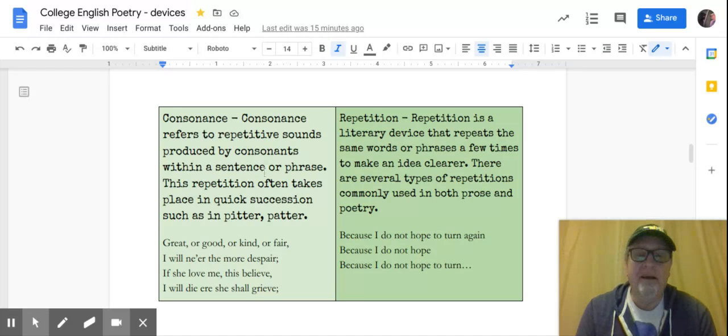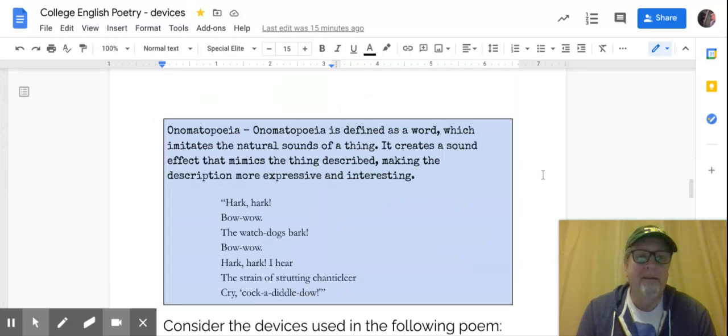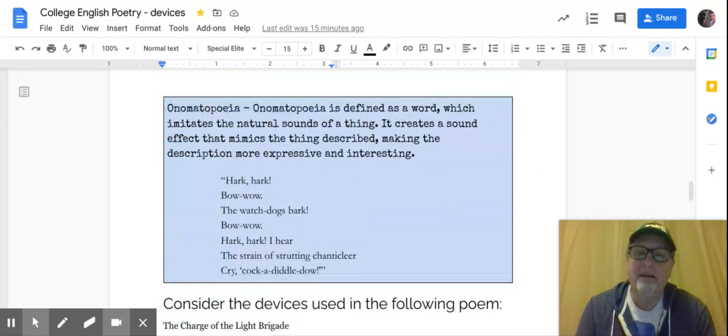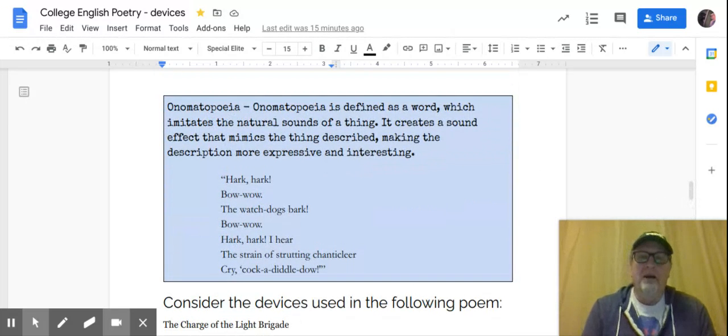And the last one is onomatopoeia, the word that I find nearly impossible to type. Onomatopoeia. I went too far. Hold on. Onomatopoeia is defined as a word which imitates the natural sound of a thing. It creates a sound effect that mimics the thing described, making the description more expressive and interesting.